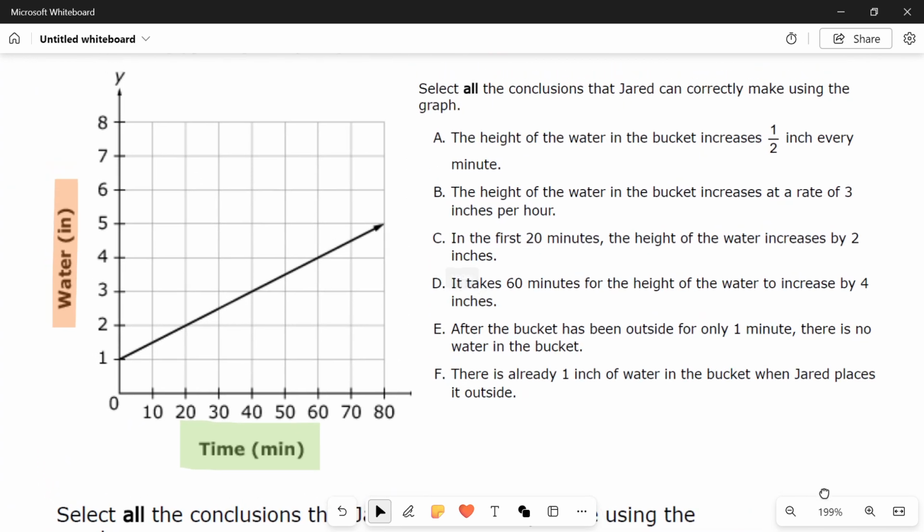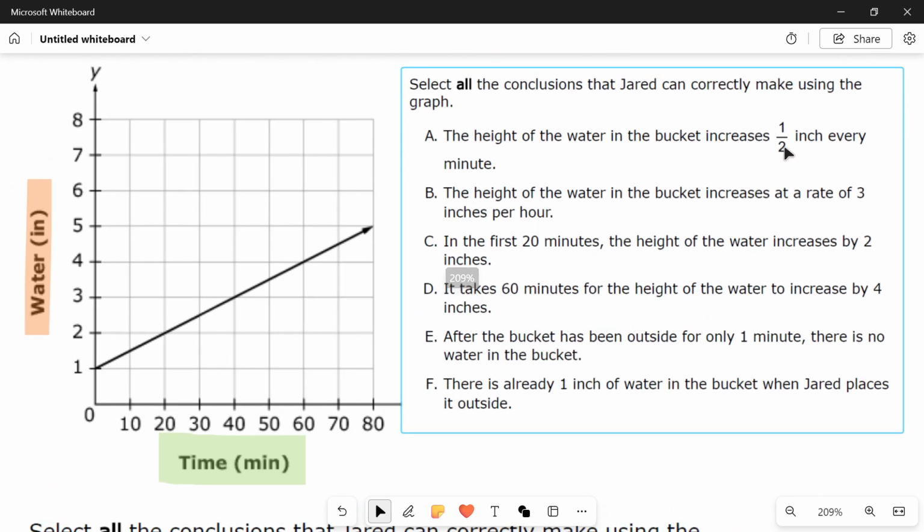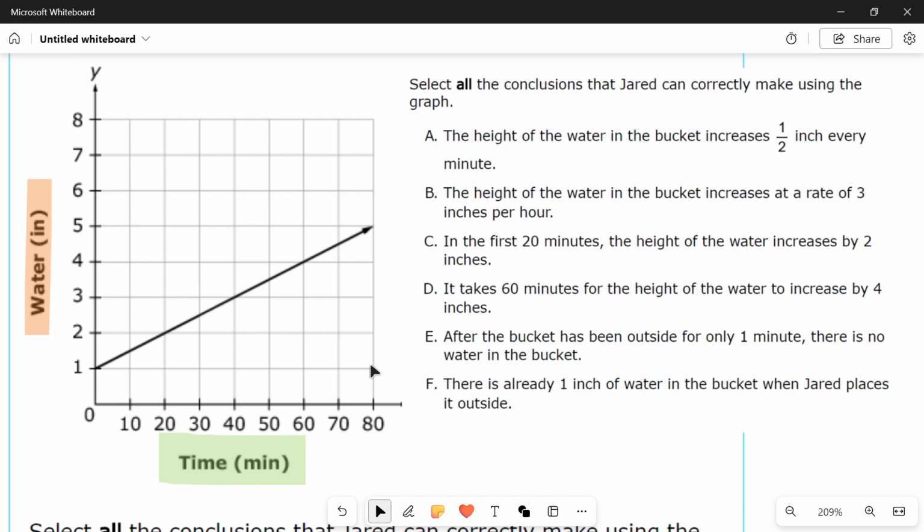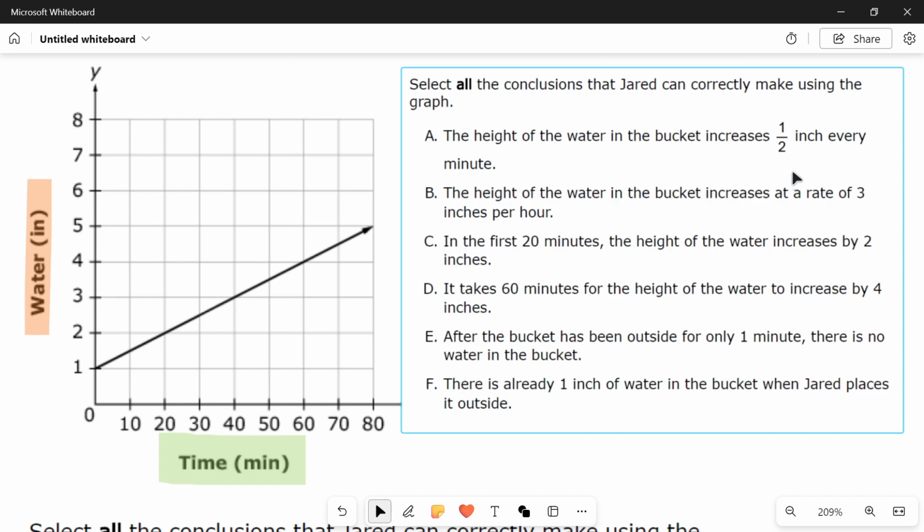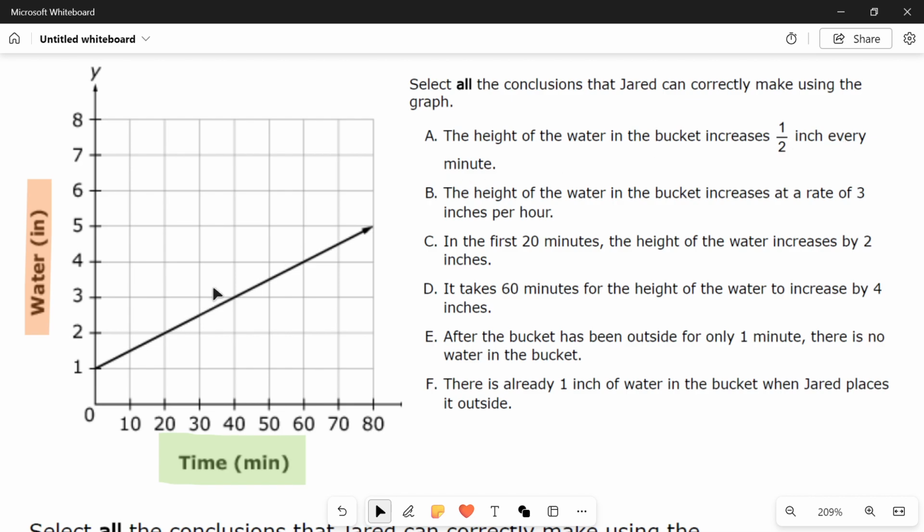Okay, so it says the height of the water in the bucket increases 1/2 inch every minute. Well, what would that mean? In 10 minutes, what would that be? So if it's 0.5 or 1/2 for 1 minute, it would be 5 inches every 10 minutes. So I don't think it's going up 1/2 inch every minute. I think it's going up 1/2 inch.